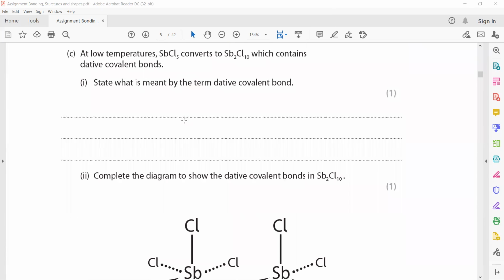Then at low temperature, SbCl5 converts to Sb2Cl10, which contains a dative bond. What is meant by the term dative bond? How do we define a dative bond? It involves a shared pair of electrons coming from the same atom, shared between the two atoms. When the pair comes from the same atom, then we call that a dative bond.